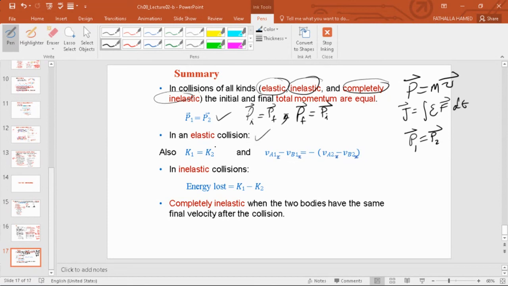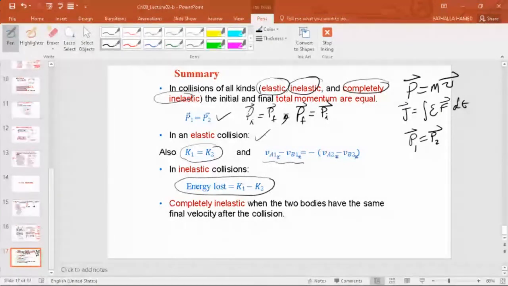In elastic collision, you add to it a condition where we say that K1 should equal K2, meaning kinetic before equals kinetic after. And for head-on collision in one dimension, we arrived at the relative velocity relation, which is VA1x minus VB1x should equal minus of VA2x minus VB2x. And that's in the case of elastic collision. In the case of inelastic collision, you also have energy lost, where it's K2 minus K1. Completely inelastic, you know that you have energy lost, but the two objects stick and move as one. Any questions on these? All right, good.